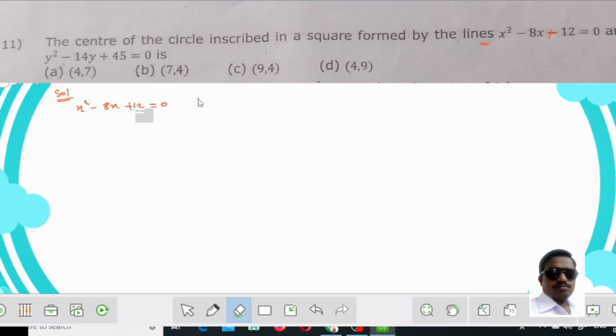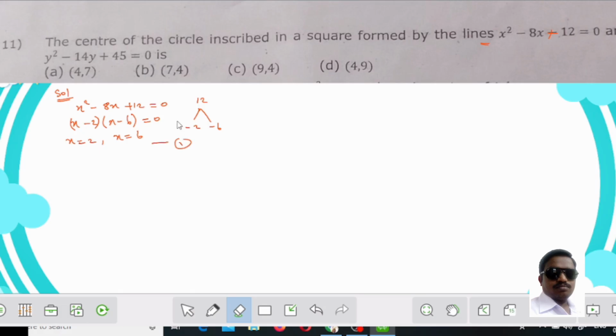So 1 into 12, 12. Minus 2 into minus 6: the addition will be minus 8, the product will be plus 12. So the factors are (x minus 2) into (x minus 6) equal to 0. So the separate equations of the straight lines are x minus 2 equal to 0, that means x equal to plus 2, and the other equation is x equal to plus 6. There are two straight lines combined in one equation.